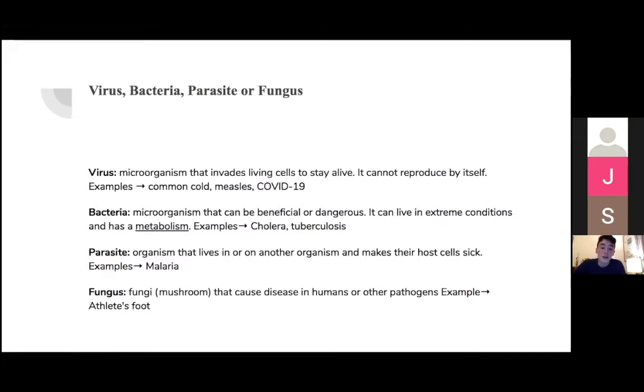A parasite is an organism that lives in or on another organism and makes their host cells sick. Examples include malaria. And finally, a fungus is a fungi, a mushroom that causes a disease in humans or other pathogens. Sorry, I'll repeat that. Fungus is a fungi or mushroom that causes a disease in humans or other organisms. An example includes athlete's foot.